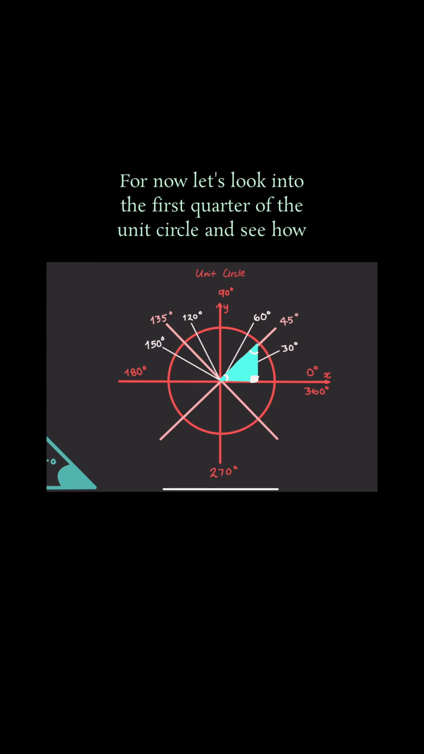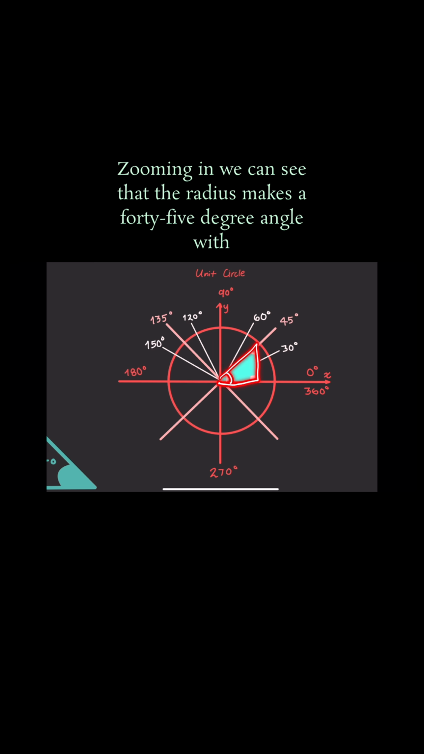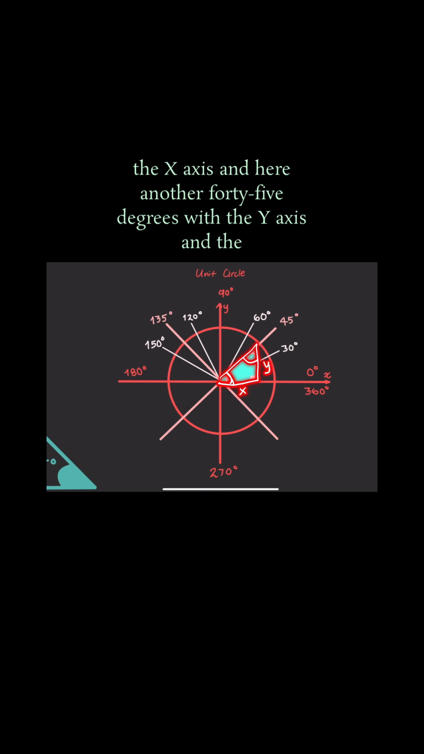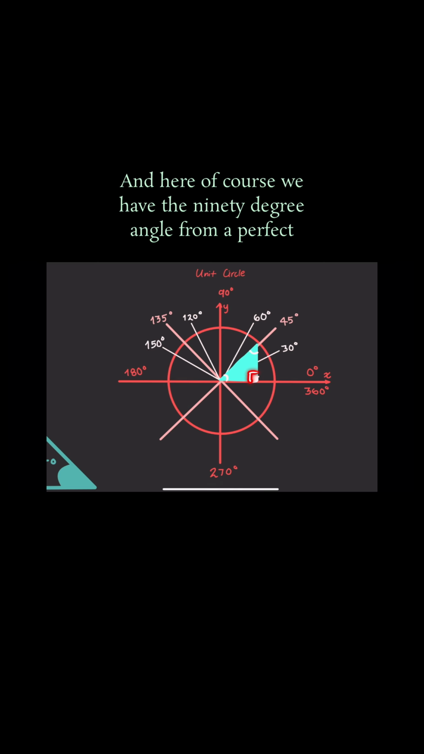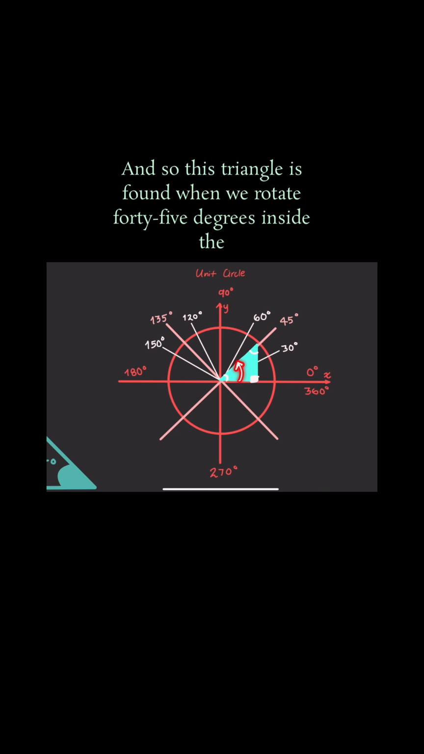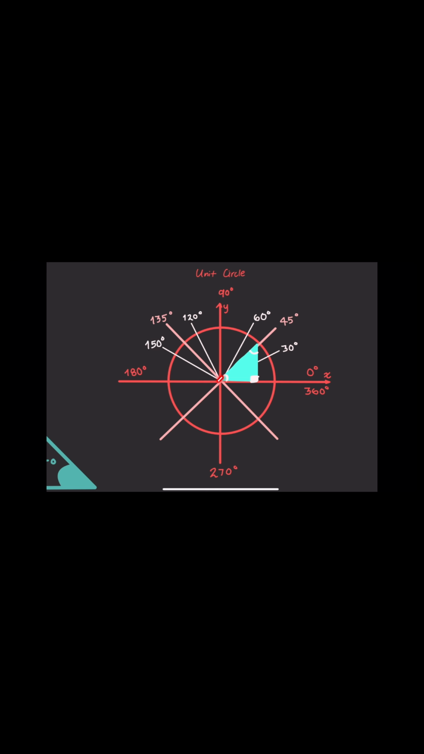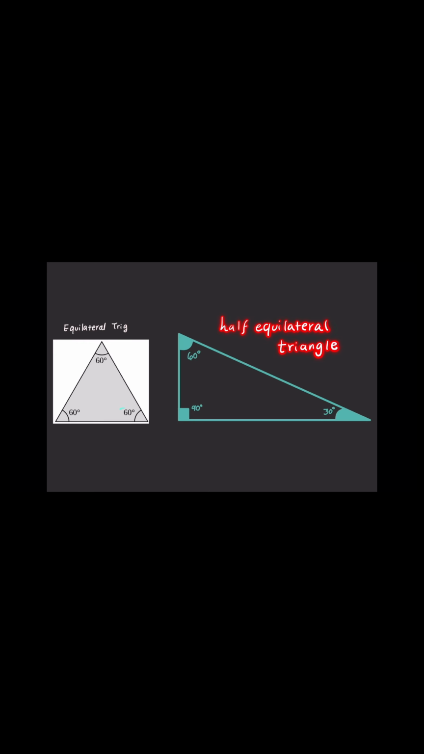For now, let's look into the first quarter of the unit circle and see how this triangle is directly extracted from here. Zooming in, we can see that the radius makes a 45-degree angle with the x-axis, and here another 45 degrees with the y-axis and the hypotenuse. And here, of course, we have the 90-degree angle from a perfect intersection of the y and x-axis. And so this triangle is found when we rotate 45 degrees inside the circle. As we can see, it is exactly halfway of a quarter of the circle.